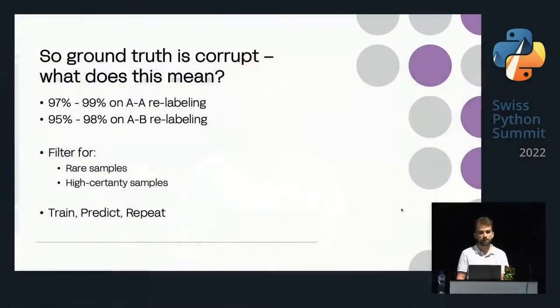So what I learned there, and this is a very important lesson, is to try to focus on rare samples, samples that are very unexpected and don't occur frequently. This adds robustness. Also focus on high certainty samples. For me, high certainty samples are the samples that are obvious.